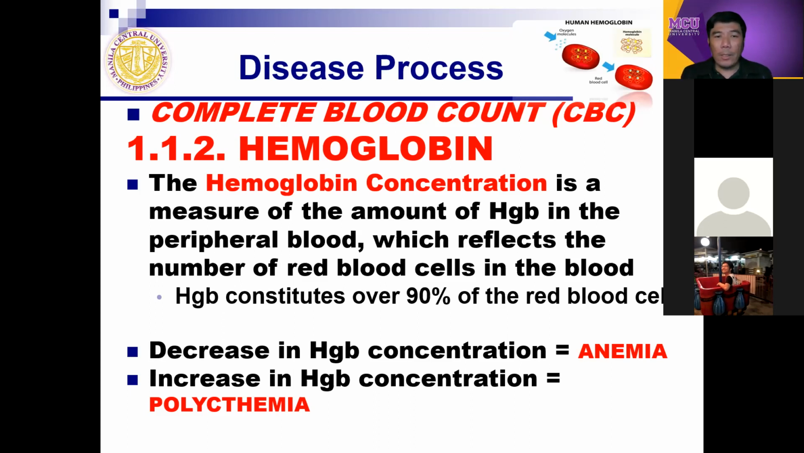So what is our interpretation if we have decreased hemoglobin and we have increased hemoglobin concentration? Pag decrease in hemoglobin concentration, the term that is being used is anemia. For increase in hemoglobin concentration, we have polycythemia.